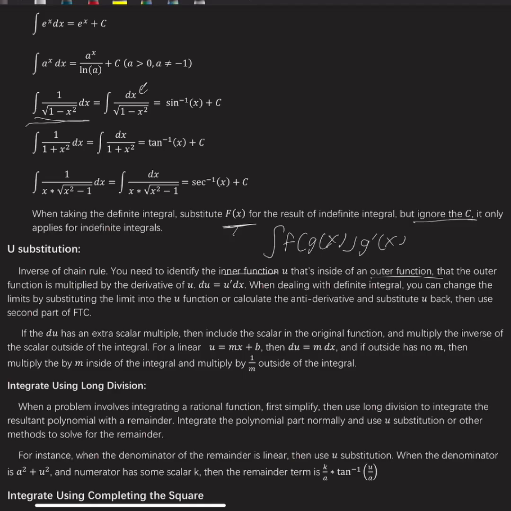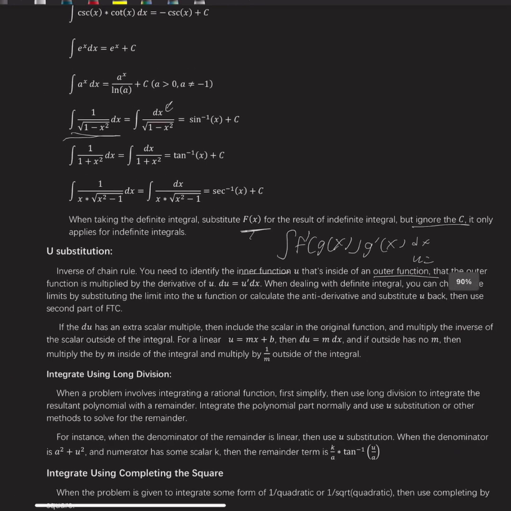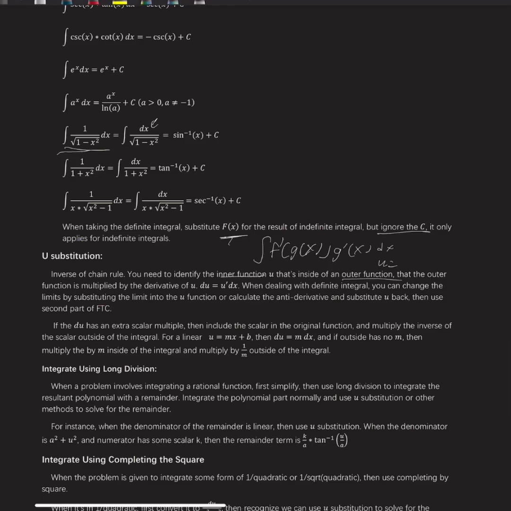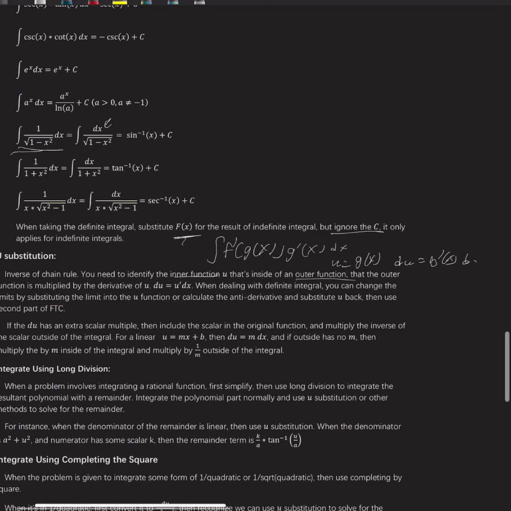If you got some function like this, then you can say that u is equal to, actually let's do f prime. It doesn't matter because f or f prime is just a function. Set u equal to g of x, and du is equal to g prime of x dx. Then you can just substitute, and it's the integral of f prime of u du, and you're solving for the indefinite integral of f prime.